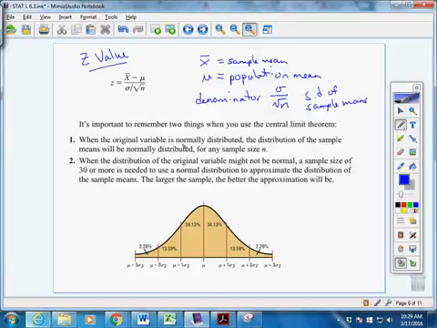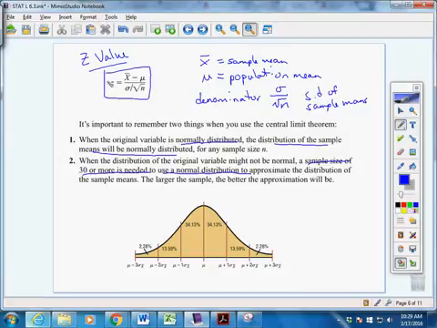When the original variable is normally distributed, the distribution of the sample means will be normally distributed. That's key. We wanted that normal distribution. If it's not normal, a sample size of 30 or more is needed to use a normal distribution to approximate the distribution. Basically, the larger the sample, the better the approximation will be. So here is our population mean, and then we're going to have one sampling error on either side.